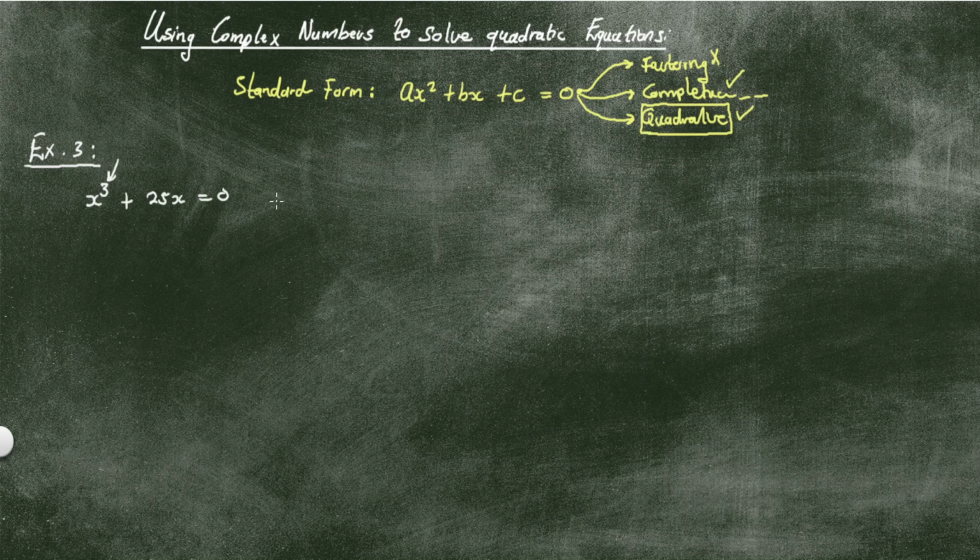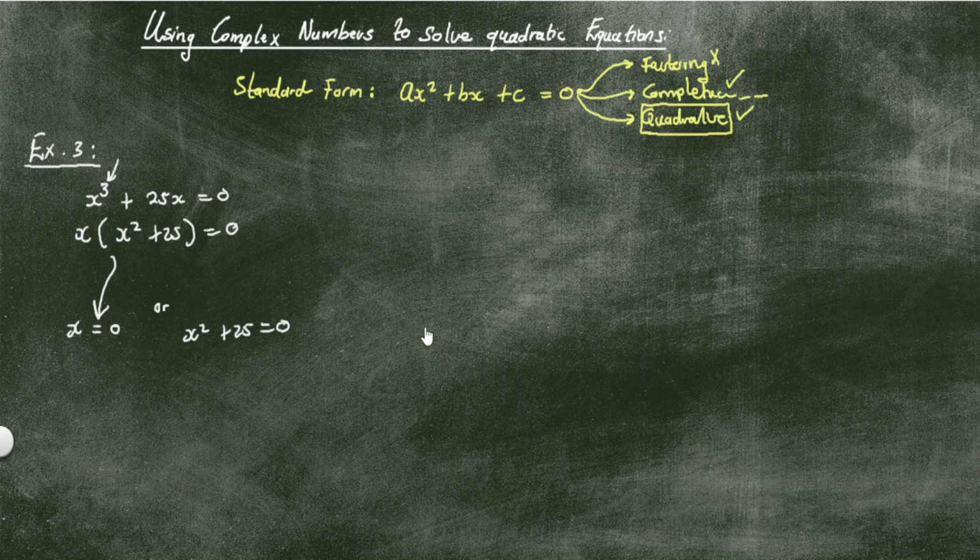This is definitely not a quadratic equation, but something can be done to this equation to convert it into a quadratic equation. I can see that I have an x in the first term and another x in the second term. So what do I do? I take out the x as a common factor. I'm now left with x squared plus 25 equal to 0. Now I have the following solutions. I'm going to apply the zero factor law: x is equal to 0, or x squared plus 25 is equal to 0.